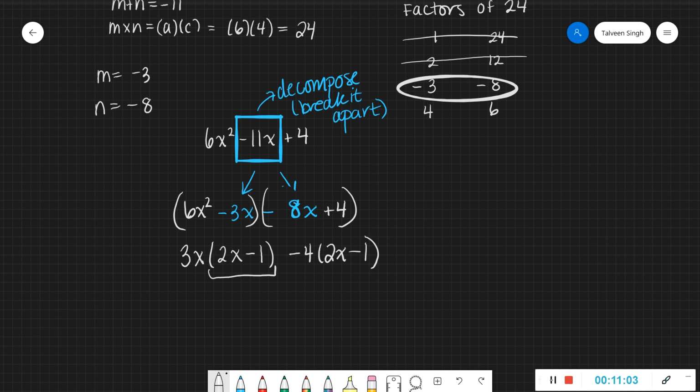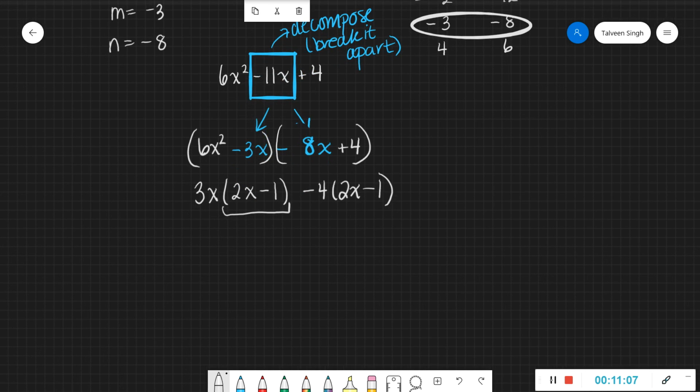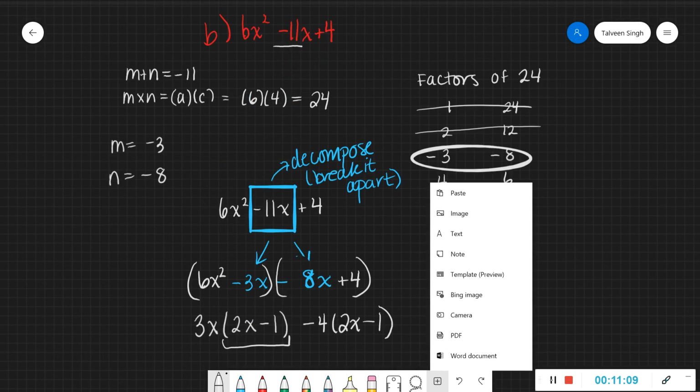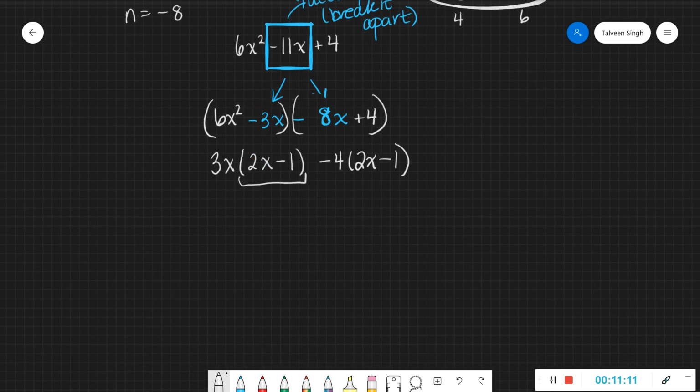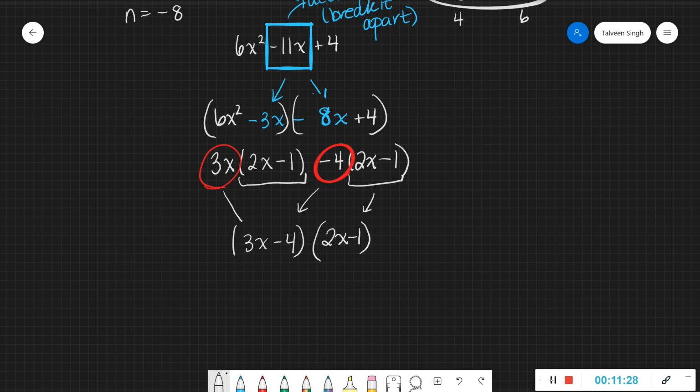So again, I notice that these two brackets are the same. That's our first indication that we're on the right track. If that's wrong, then chances are you did something wrong, and go back and look at your factors. Okay, so I'm going to turn that into 2x minus 1, and then I'm going to go back, look at my 3 and my 4, and I'm going to write 3x minus 4 equals. And that is the factored version of my equation.